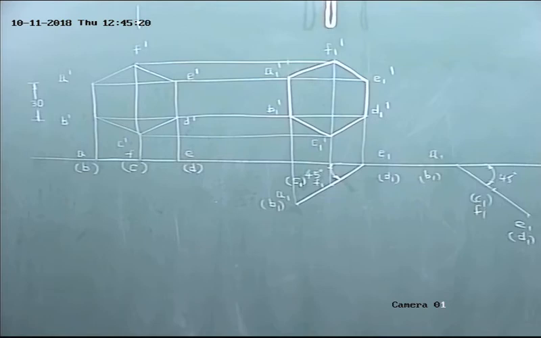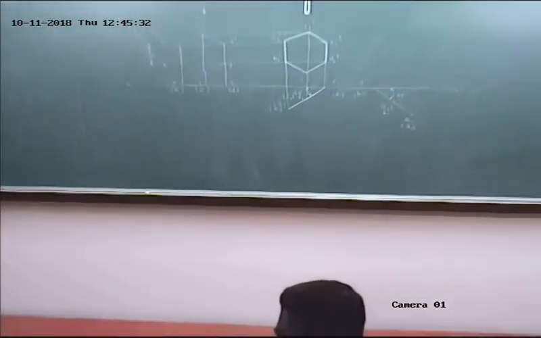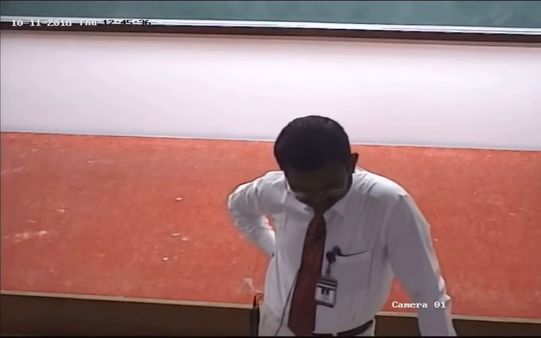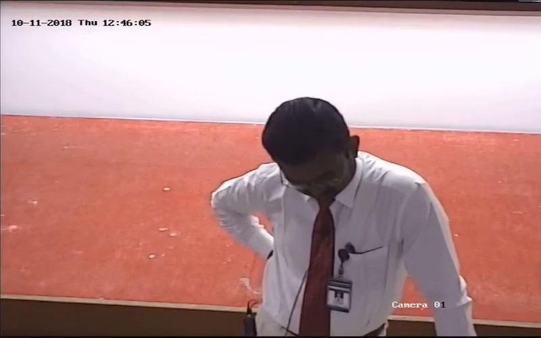Problem number 7. A hexagonal plane of side 30 mm is placed with one corner on VP, and the surface inclined at 45 degree to VP and perpendicular to HP. Draw its projections.